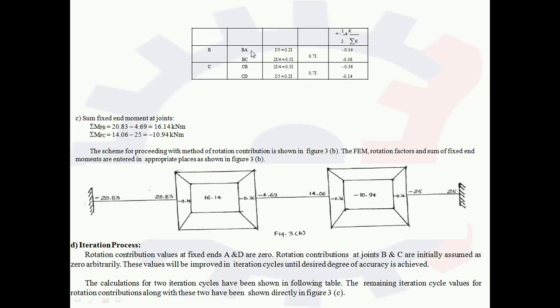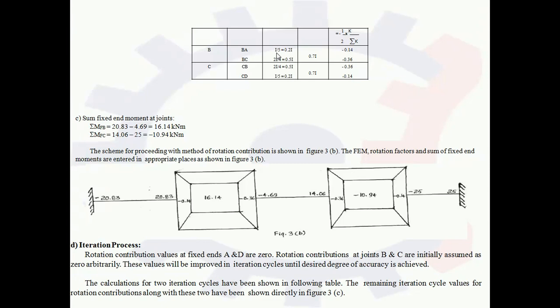Now the relative stiffness of BA is given over. How do we calculate and identify the relative stiffness? If the far end is fixed or continuous, then the relative stiffness is I by L, and if the far end is simple or hinged, then it is 3/4 I by L.